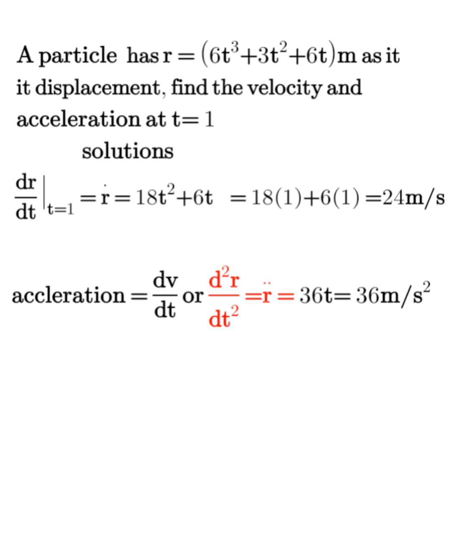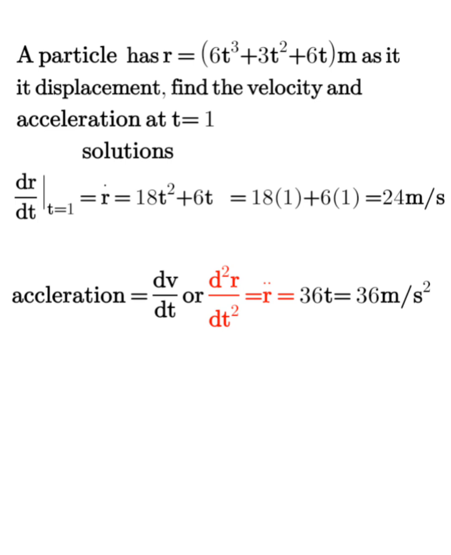So as you can see clearly, we have an example. We have a distance, a particle moving with a displacement of 6t cubed plus 3t squared plus 6t, all in meters. So the unit for displacement is meter. Whether you are saying displacement or distance, they are the same thing. It's only that one is a scalar and the other one is a vector. So you are asked to find the speed, the velocity and acceleration at t equals 1.